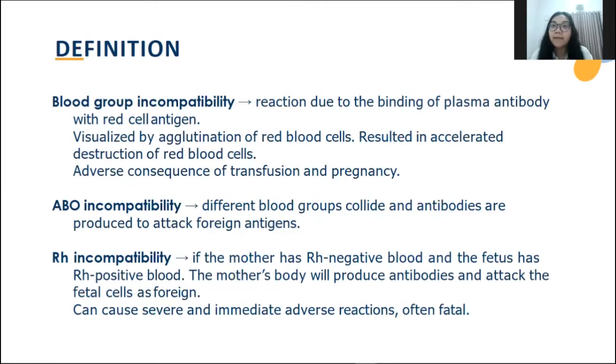ABO incompatibility occurs when different blood groups collide and antibodies are produced to attack foreign antigens in the blood. Rhesus incompatibility in pregnancy occurs when the mother has rhesus negative blood and the fetus has rhesus positive blood. This incompatibility can cause severe and immediate adverse reactions, often fatal, especially in the first trimester of pregnancy.